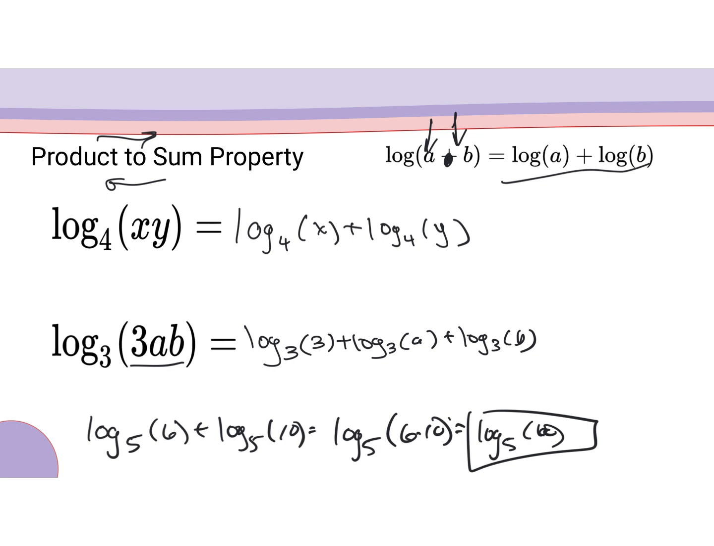One thing I forgot to mention in that second problem: log base 3 of 3 is another property that's just 1. When we remember the definition of log, it's saying what power of the base will get me the number inside. So 3 to the first power is 3.